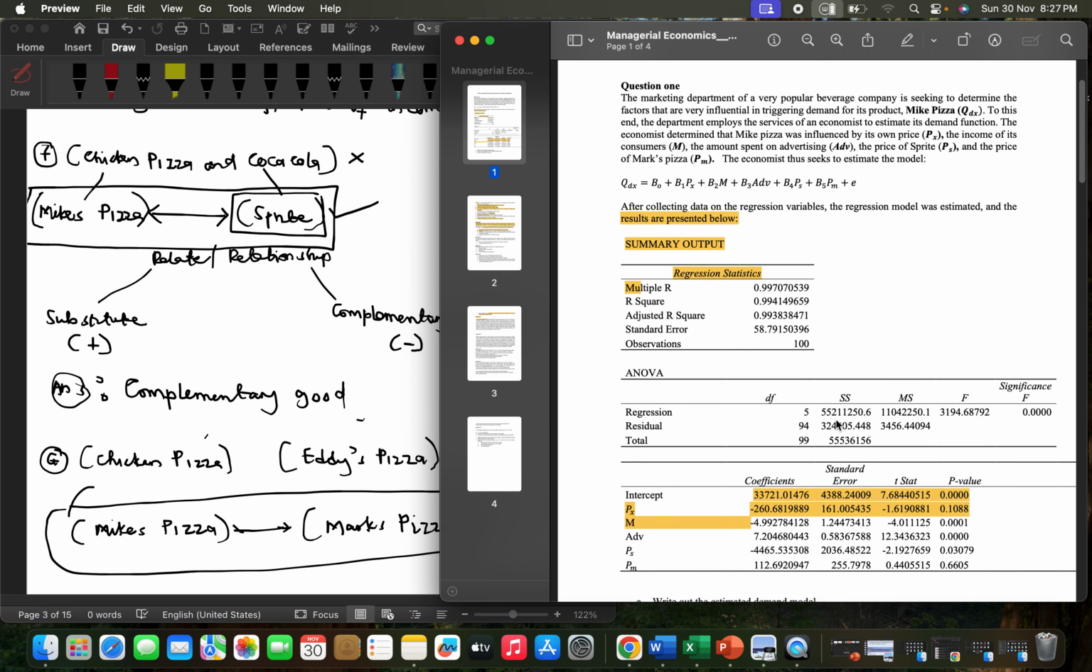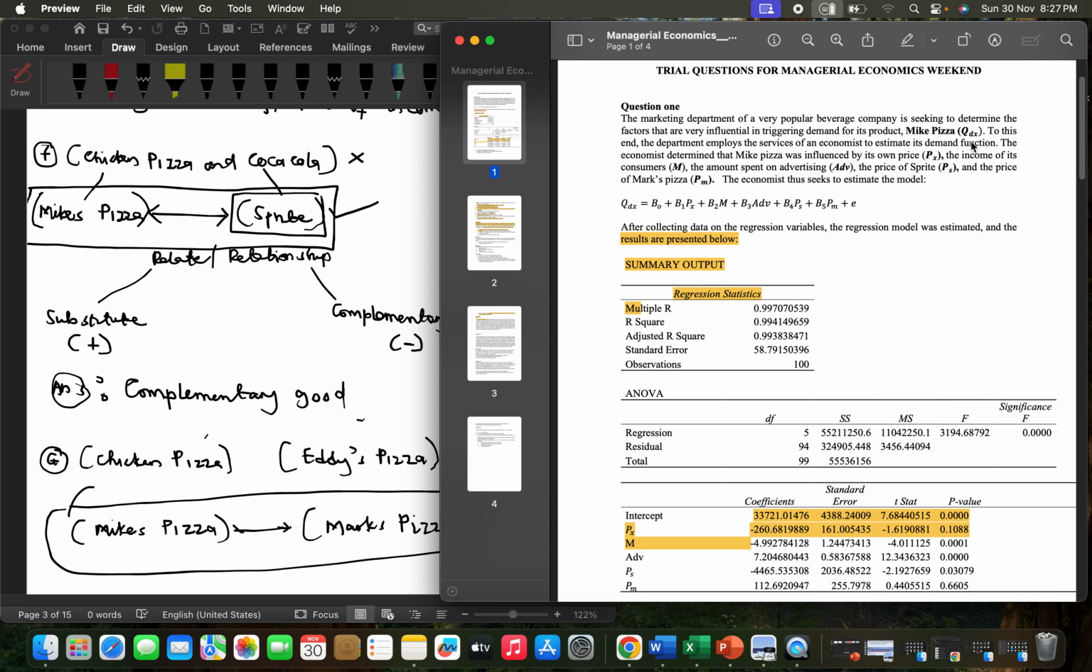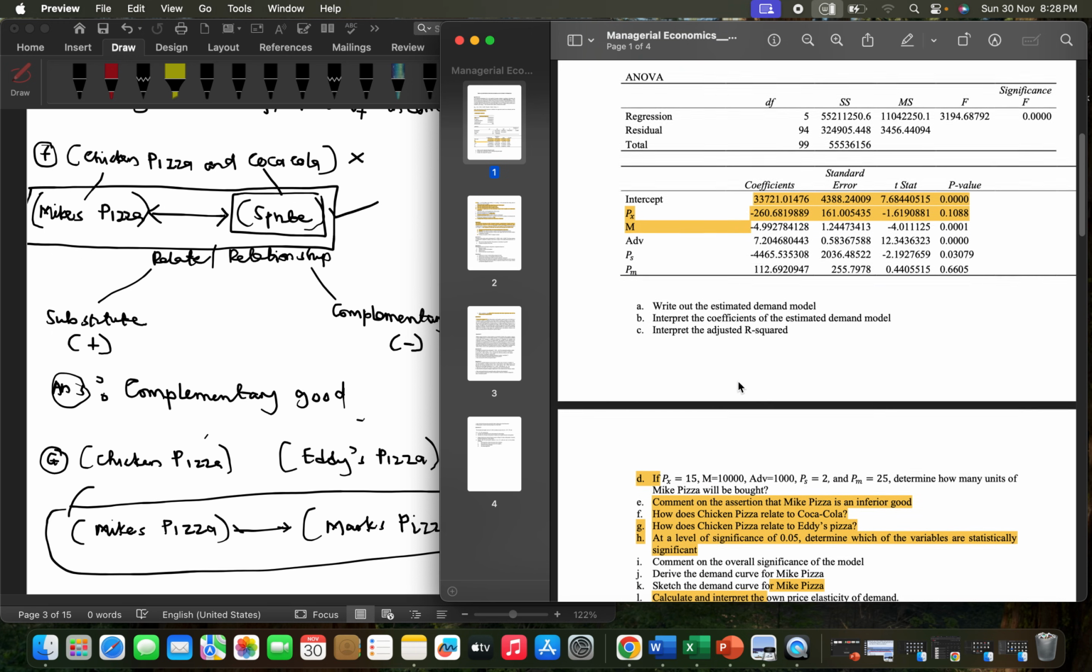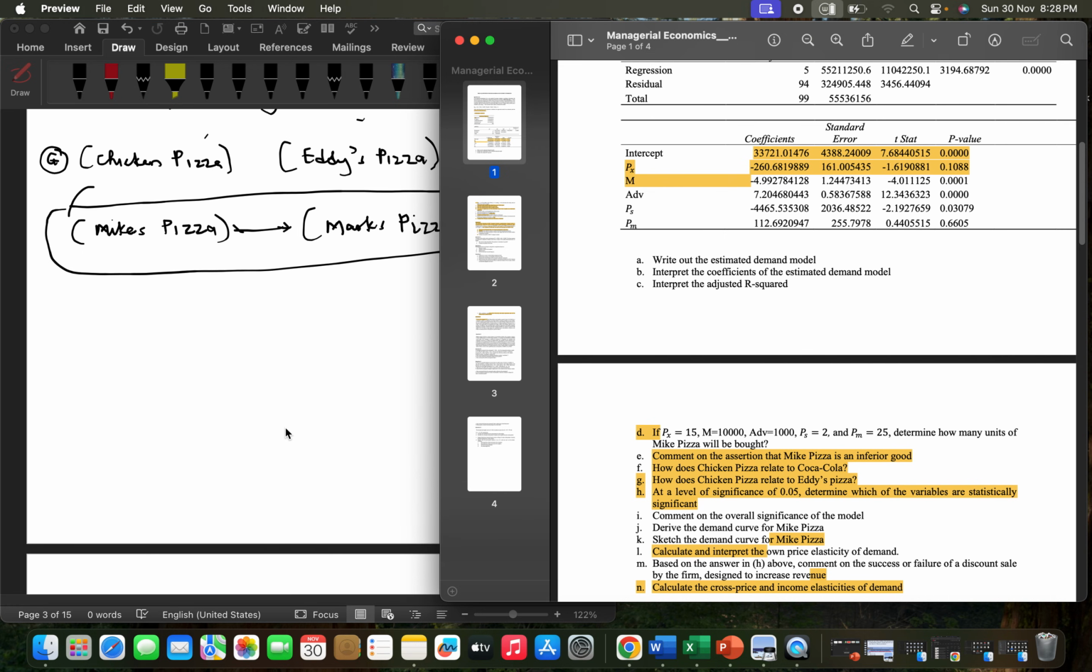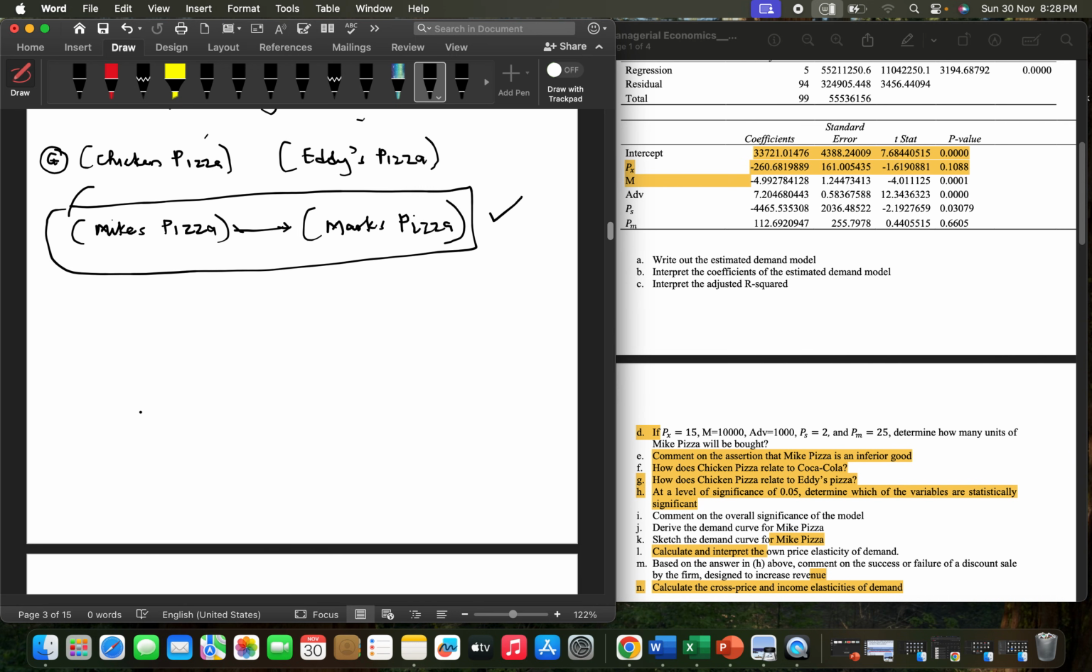So we'll look for Max Pizza. Which variable was used for Max Pizza? Let's check here. Max Pizza is PM. So we look for the variable PM, and then we look for the coefficient. This is the coefficient. The coefficient of PM is 1, which is positive. So we will look for the coefficient of Max Pizza.